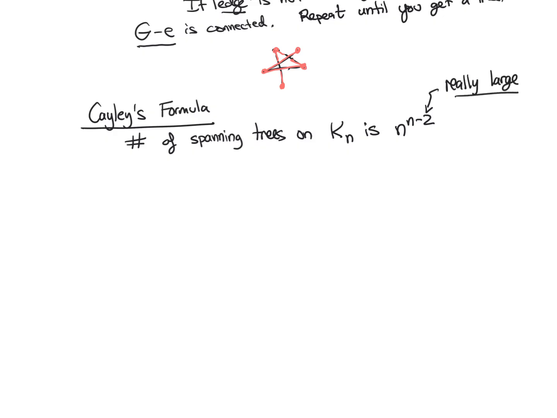So even for, say, K4, let me draw it in this way, so this is a complete graph on 4 vertices. There are 16 spanning trees, each one containing 3 edges. So it looks something like this.